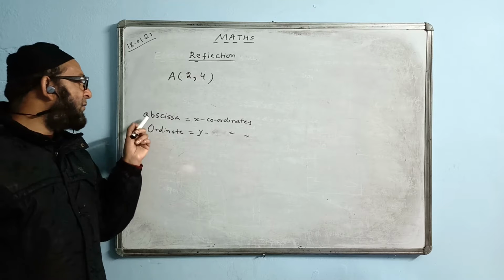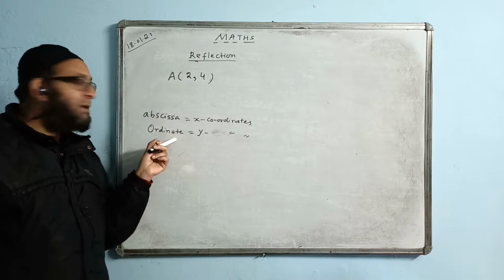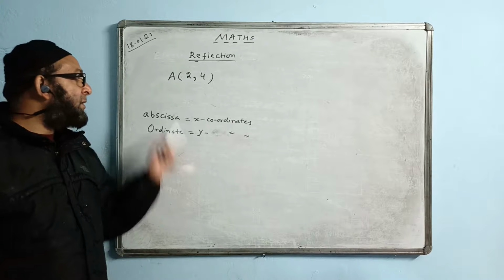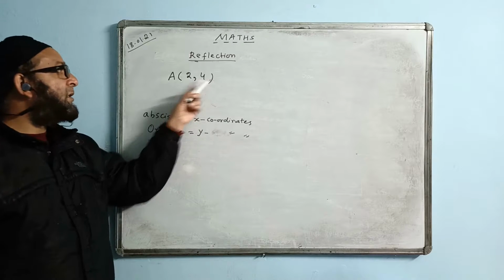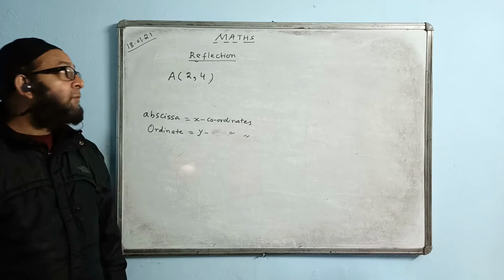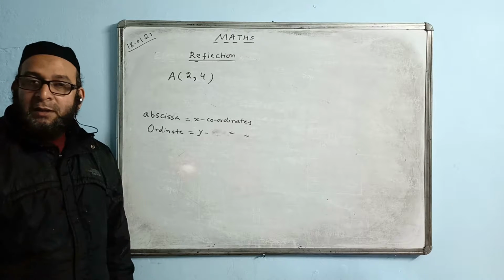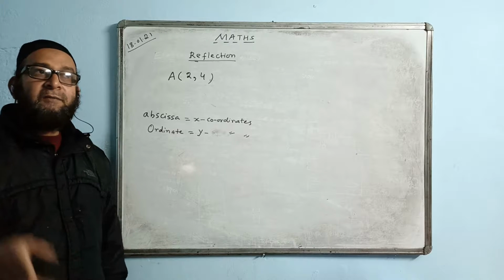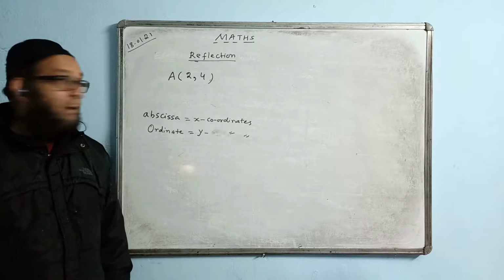So, anyways, the standard names are abscissa and ordinate. They say a point A has abscissa 2 and ordinate 4. You write in this format like this: (2, 4). Now we have 3 reflections in the syllabus: reflecting in the x-axis, reflecting in the y-axis, reflecting in the origin.